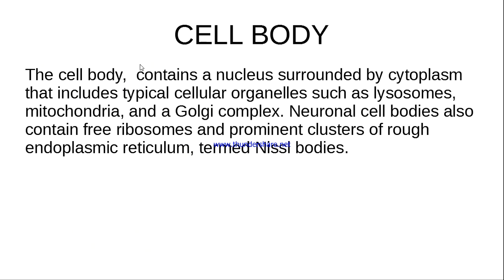The cell body contains a nucleus surrounded by the cytoplasm that includes typical cellular organelles such as lysosomes, mitochondria, and a Golgi complex. Neuronal cell bodies also contain free ribosomes and prominent clusters of rough endoplasmic reticulum termed Nissl bodies.